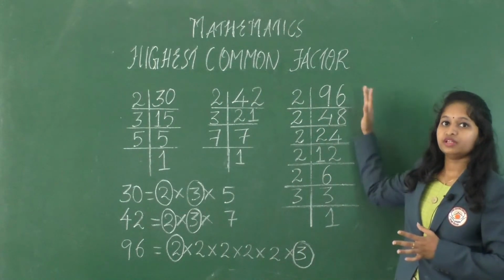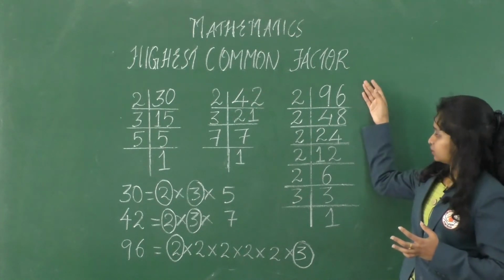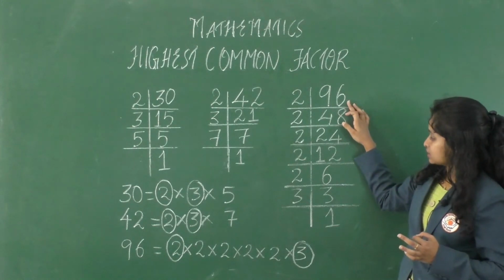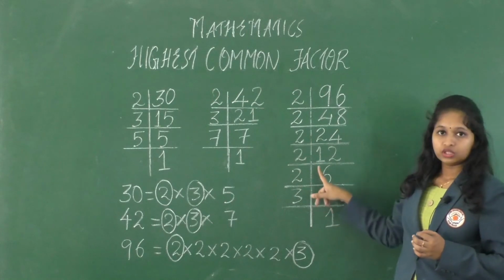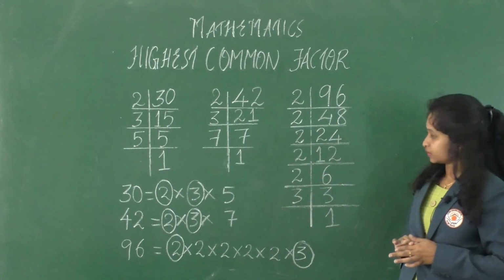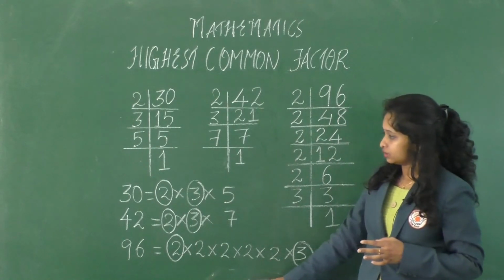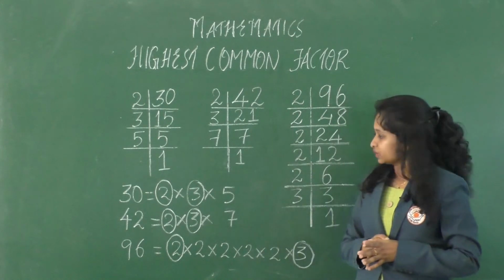Moving on to 96. We have already learned this 96, right? 96 is 2 into 2 into 2 into 2 into 2 into 3. So I have written everything here. What is 30, 42 and 96 equal to?